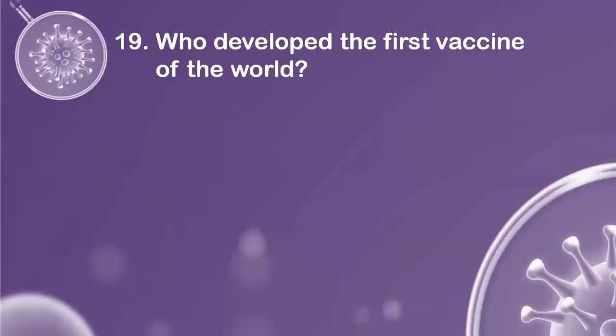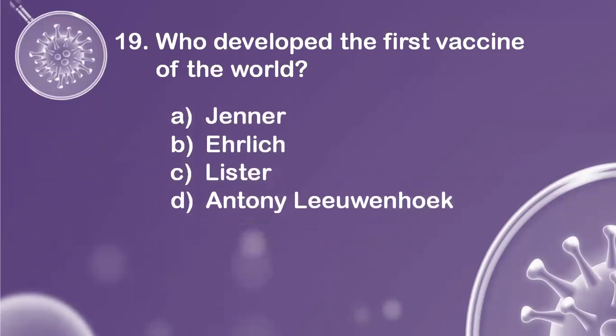Next question. Who developed the first vaccine of the world? Option A, Jenner. Option B, Ehrlich. Option C, Lister. Option D, Antony van Leeuwenhoek. Here the right answer is Edward Jenner.